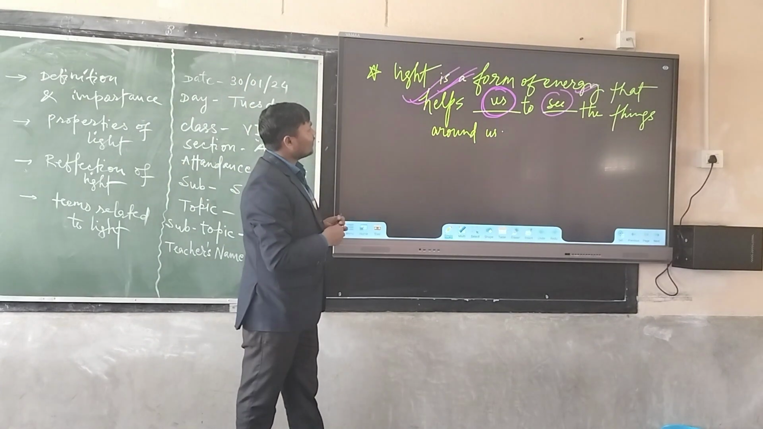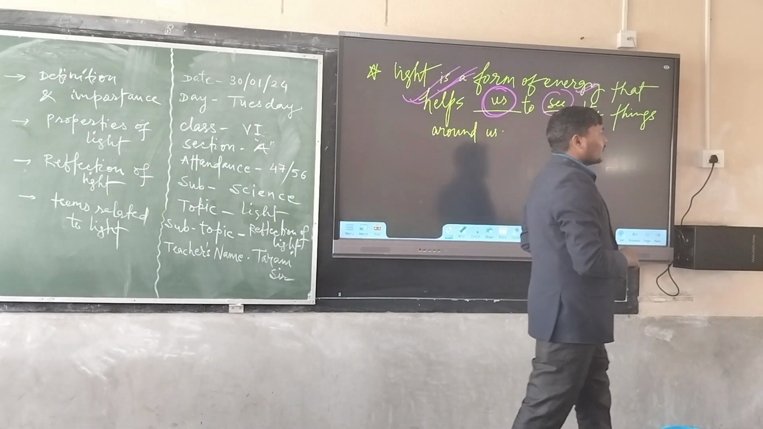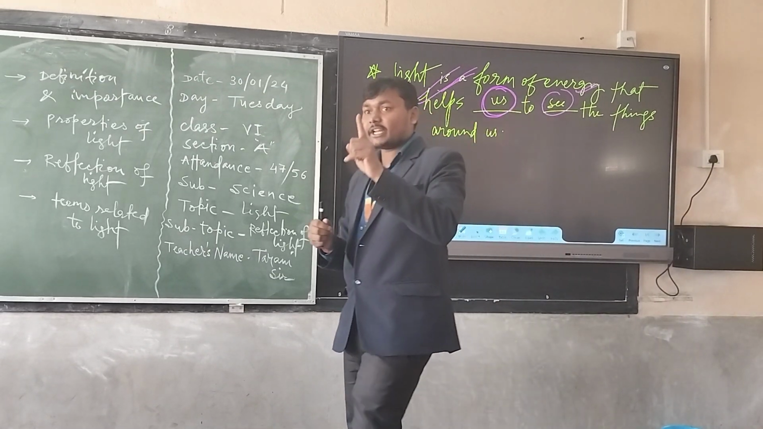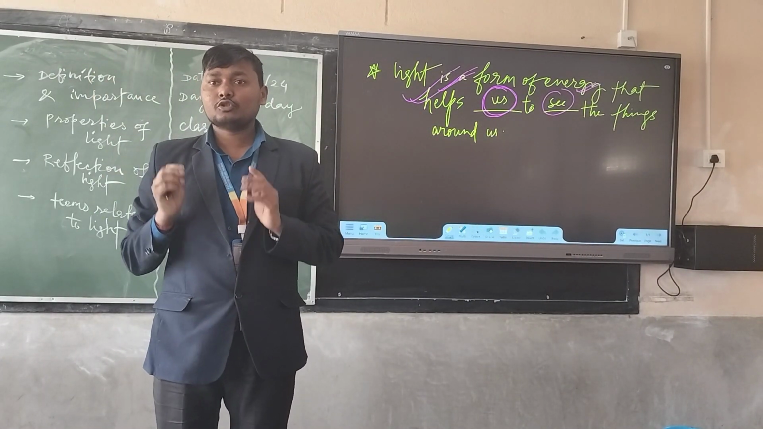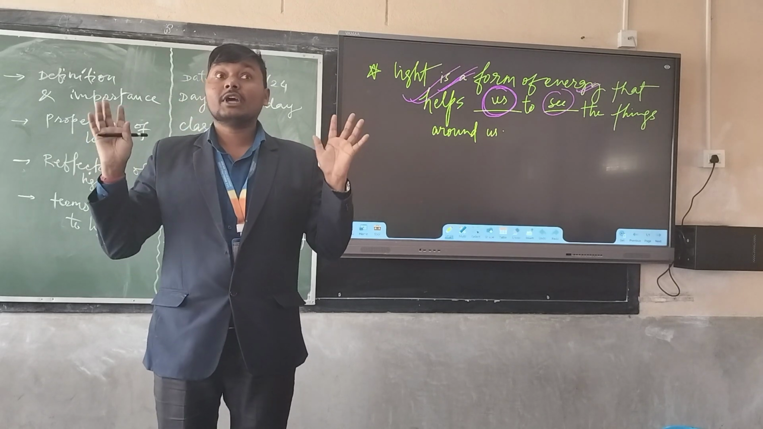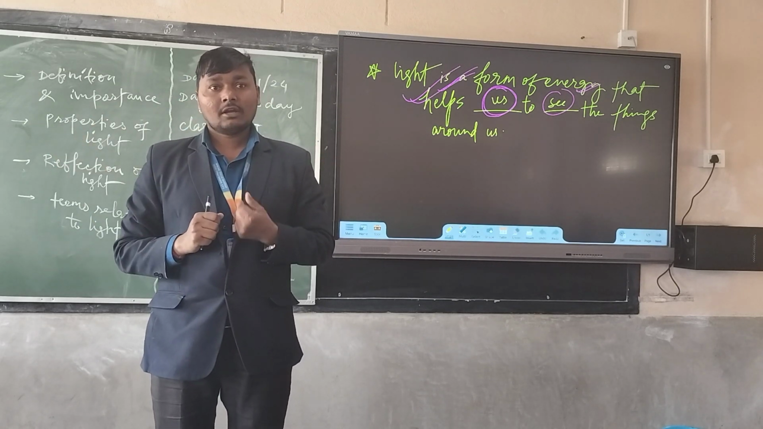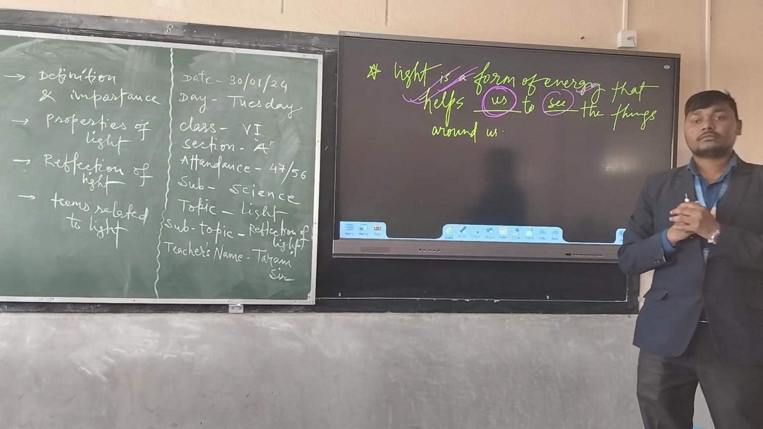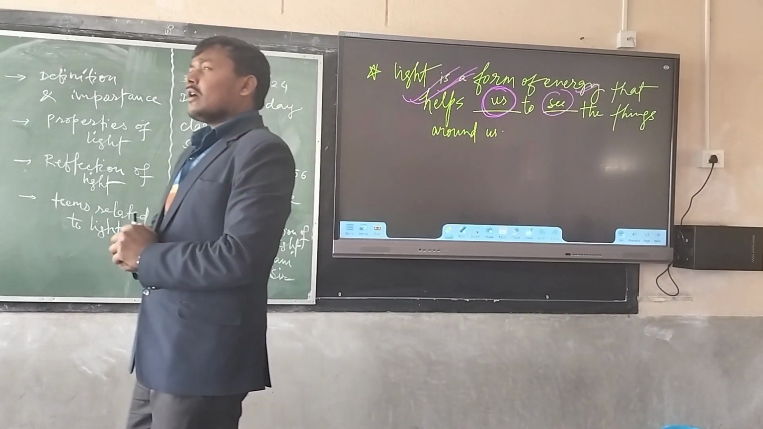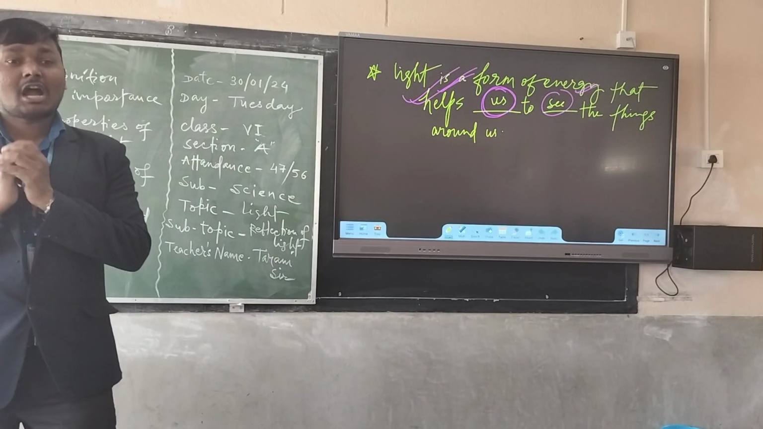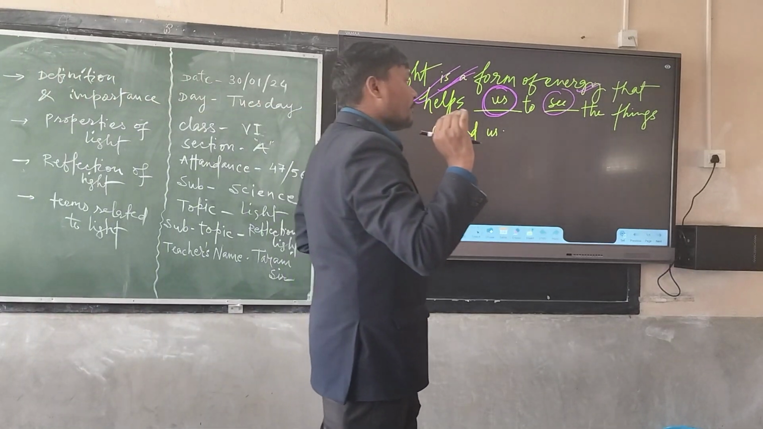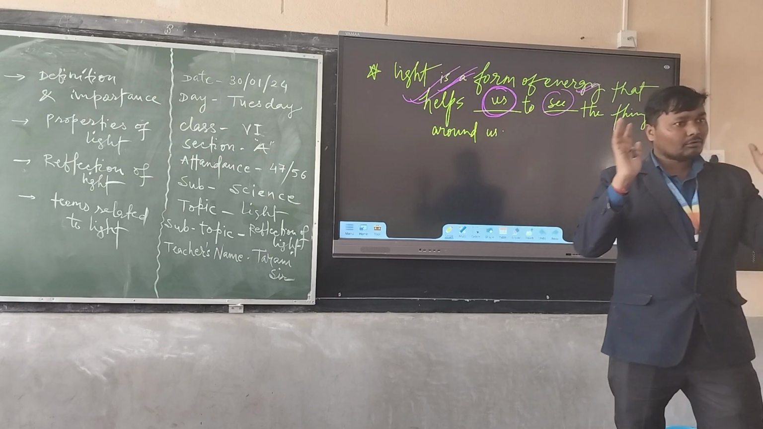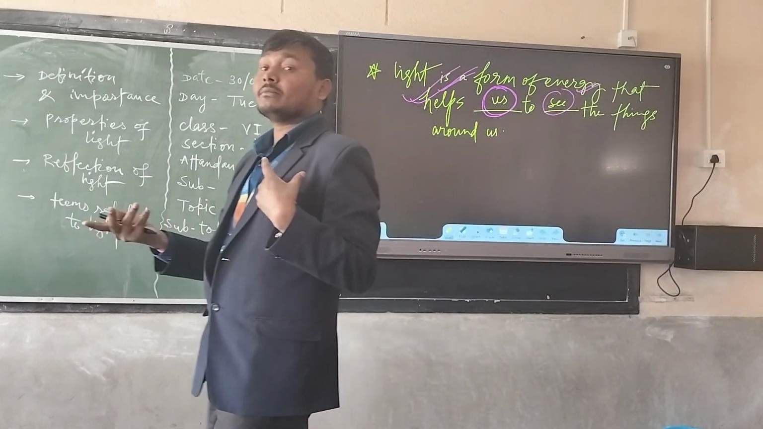So, which objects can we see in the presence of light? The first answer is the things that are placed in front of me. The objects placed in front of us, we can see in the presence of light. Okay? The second thing, the things from where... Next question is, how are we able to see the things? How are the things visible to us? The object is placed in front of us, but when does it become visible to us?